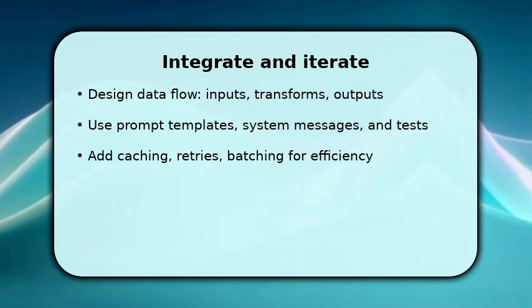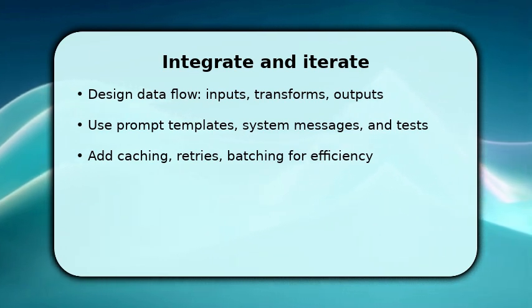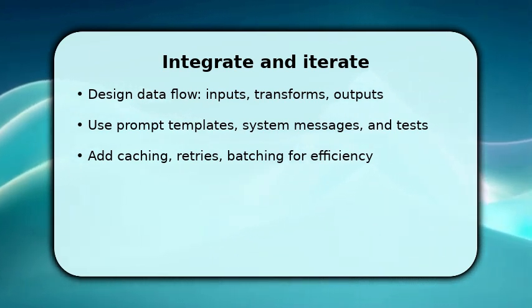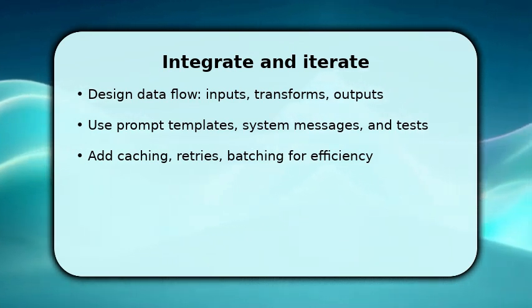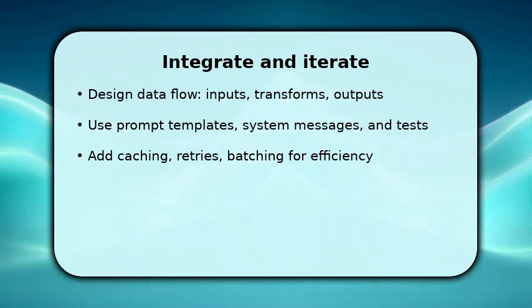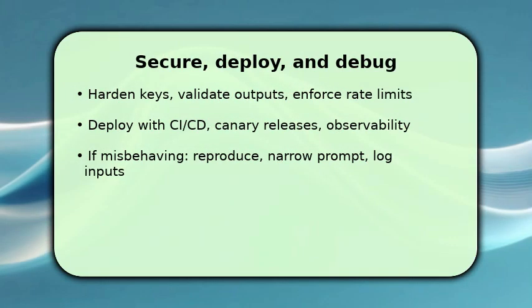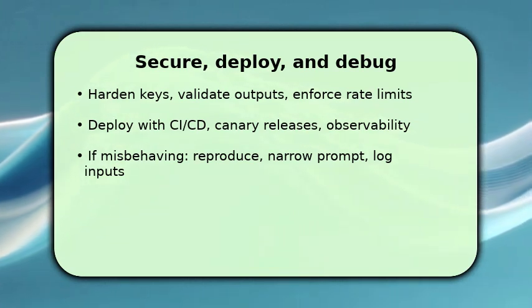Once done, add caching for repeated requests, retries for transient errors, and batching to reduce costs and latency. Monitor tokens and endpoint performance so you can iterate quickly and push focused improvements rather than broad spec. Finish by securing credentials, validating model outputs, and enforcing quotas to prevent runaway costs.